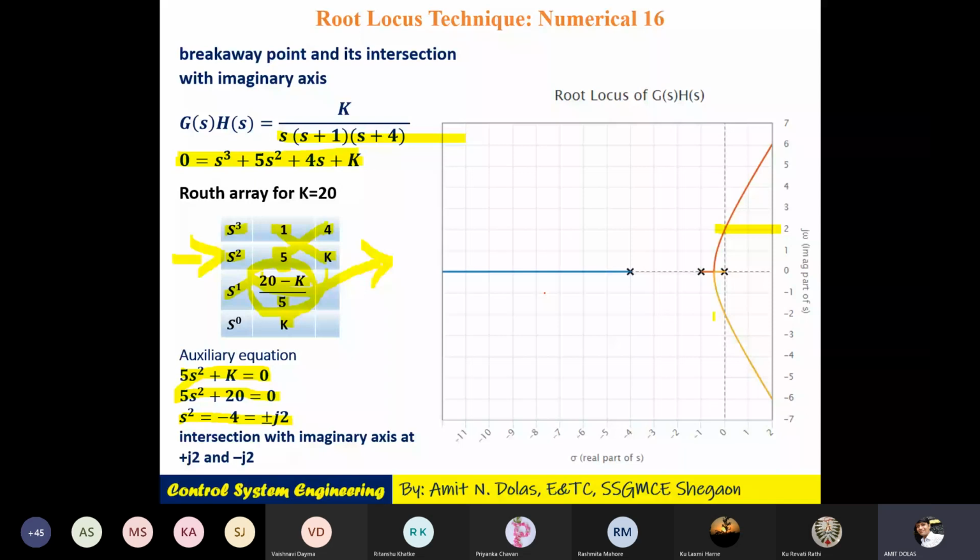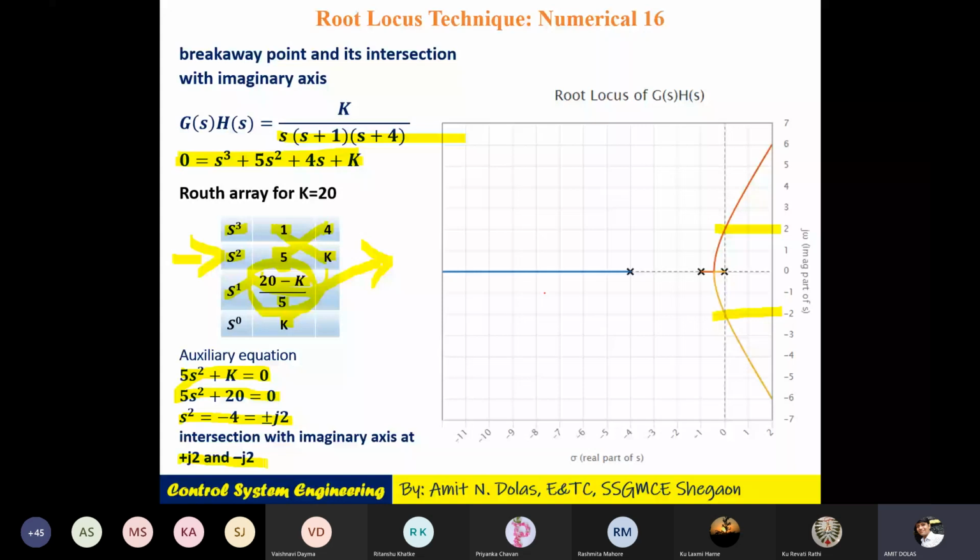Okay, this is all about calculating the angle condition, magnitude, then centroid, asymptotes, number of asymptotes, their angles, intersection with the imaginary axis, breakaway point, number of branches, everything. So here, complete root locus आपका हो चुका है with these different 16 numericals, and I have the last numerical, which is numerical 17. There I will calculate everything that we learned till now.